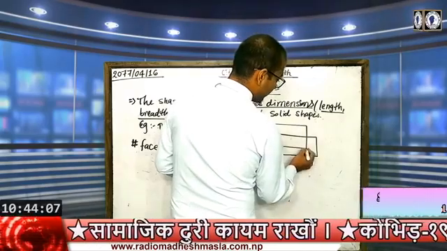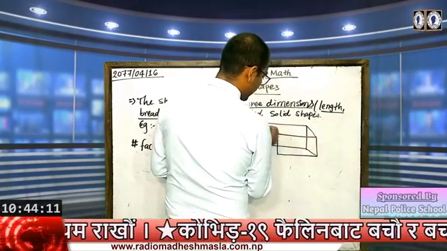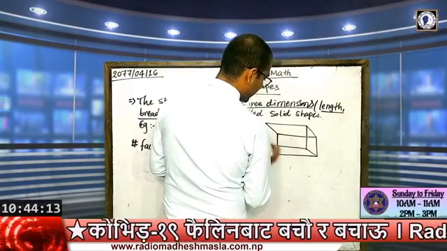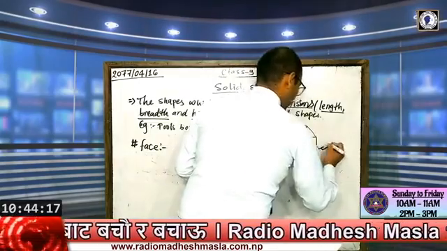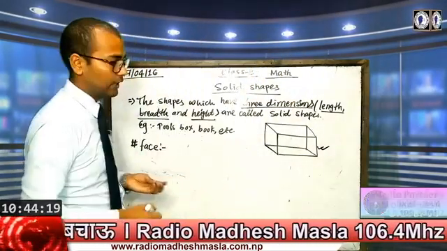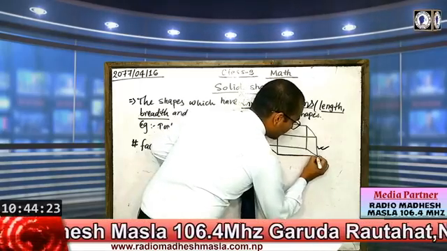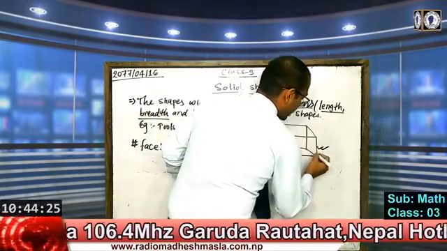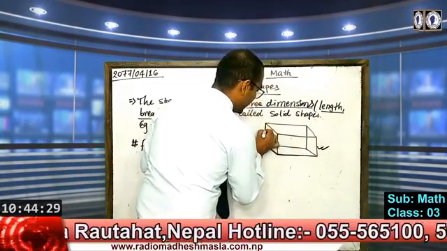This is the shape of a cube. So this is a solid shape. Why? Solid shape, because it has length, in the same way breadth, and in the same way height.